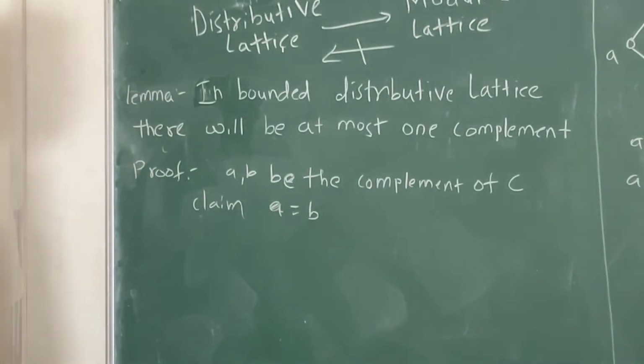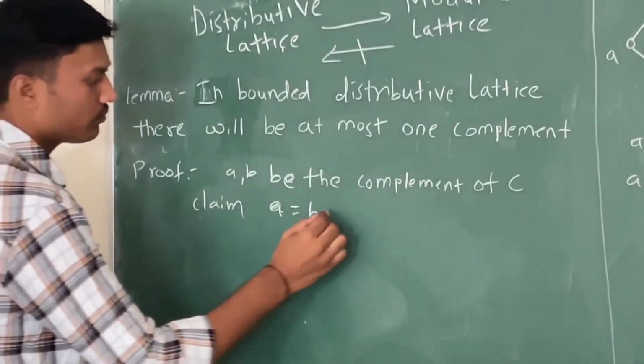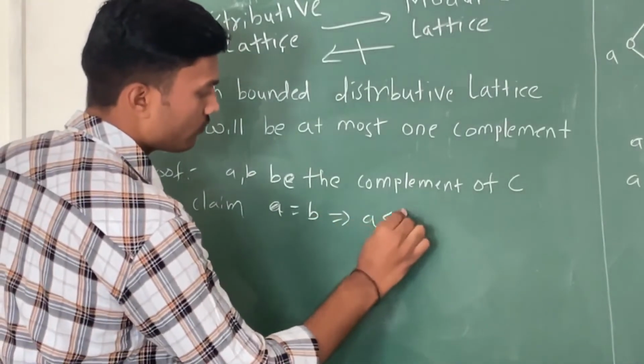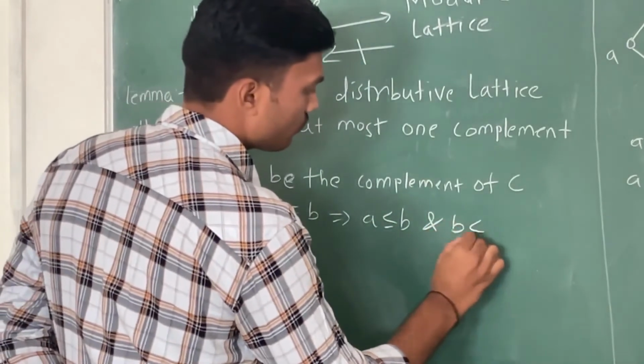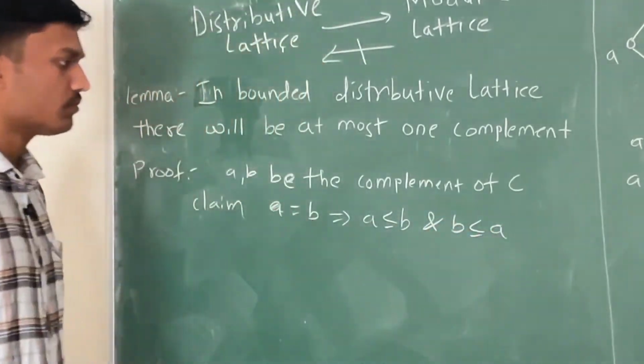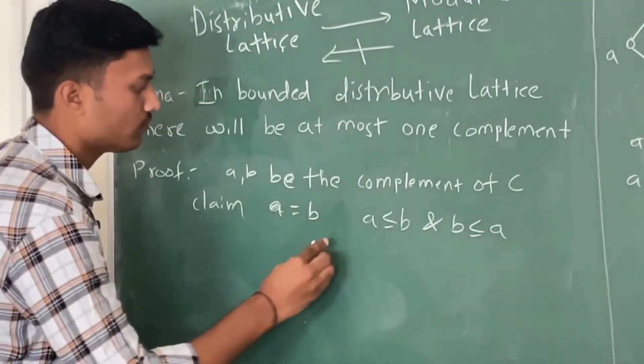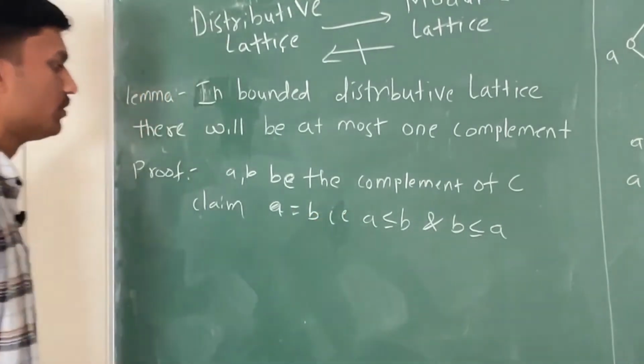For that we have to show that A is less than or equal to B, and B is less than or equal to A. Not implies, that is, I.e. Yes.